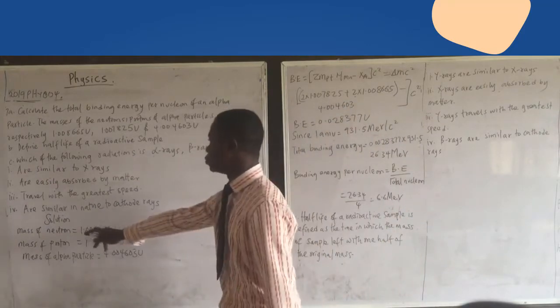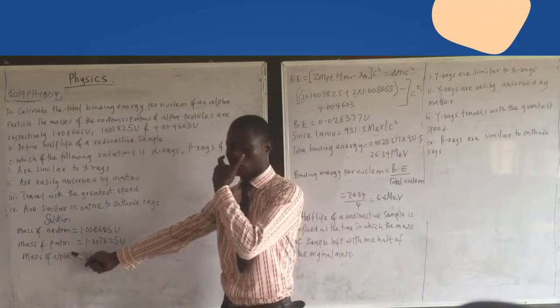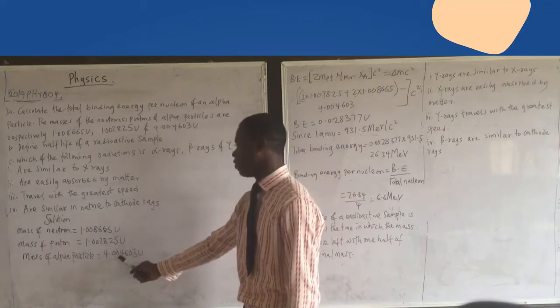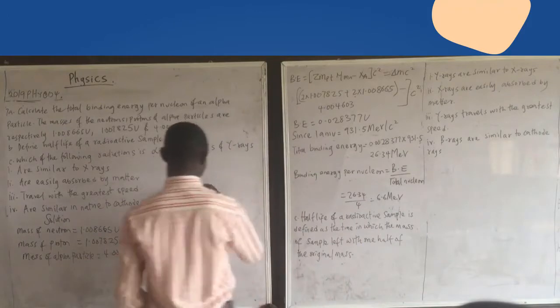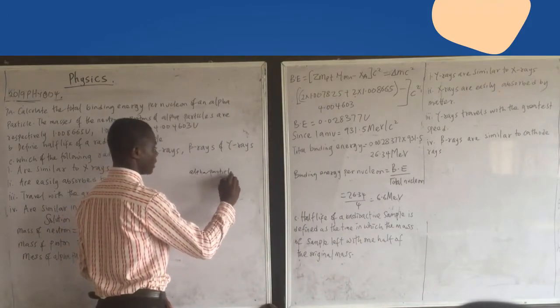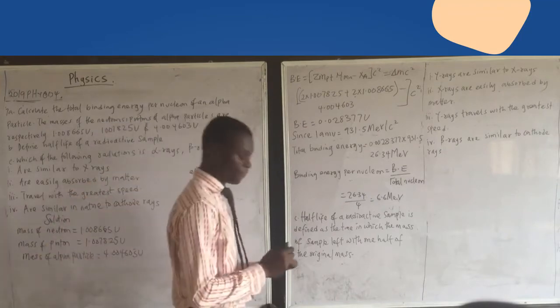Write out our mass of neutron, 1.008665 U, mass of proton, 1.007825 U, mass of alpha particle, 4.004603 U. The alpha particle is helium, that is helium 2,4. That is why you have 4 here.